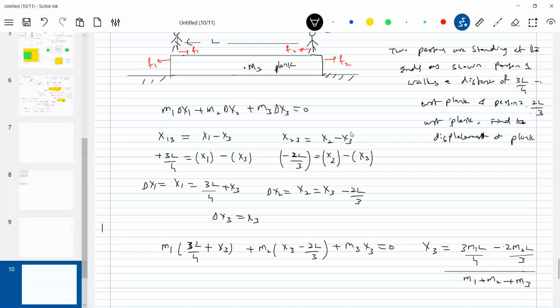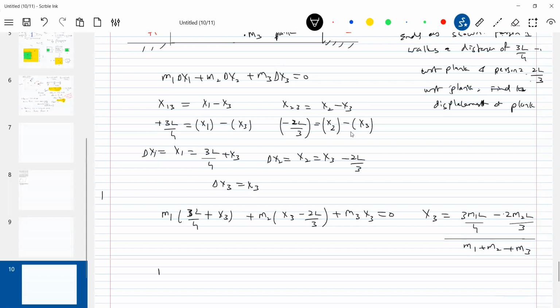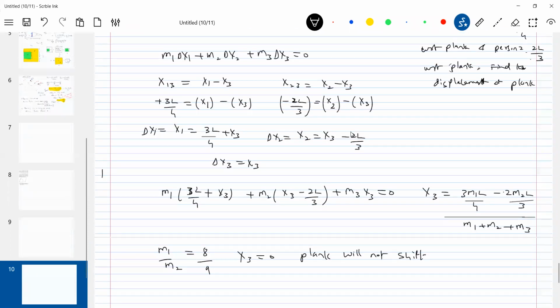If M1 by M2 is greater than 8 by 9, plank will shift towards left. So like this, we can discuss the conditions. If M1 by M2 is equal to 8 by 9, plank does not shift, though the persons moved. If M1 by M2 is greater than 8 by 9, what about x3? x3 will be non-zero. Plank will shift towards right, towards left.